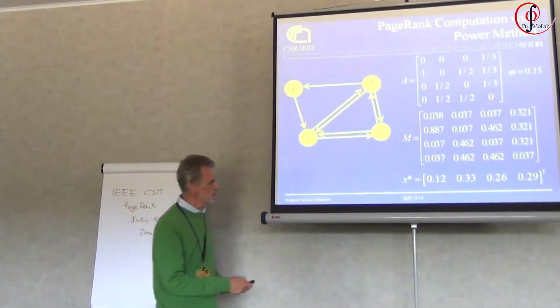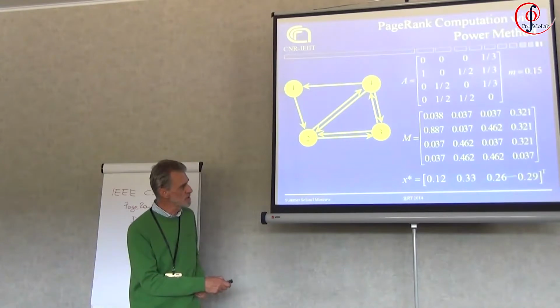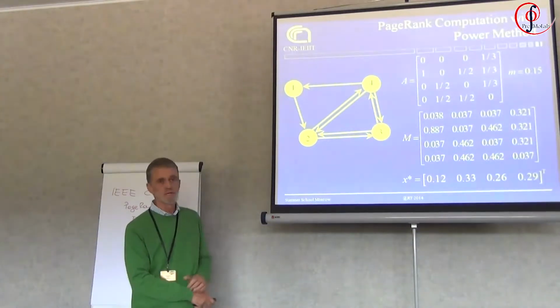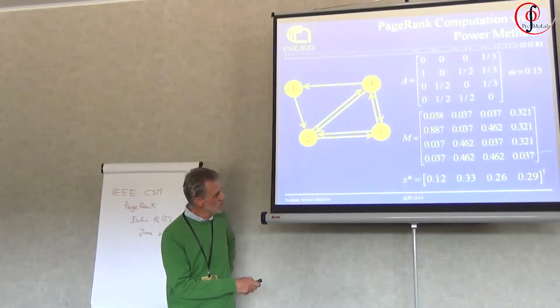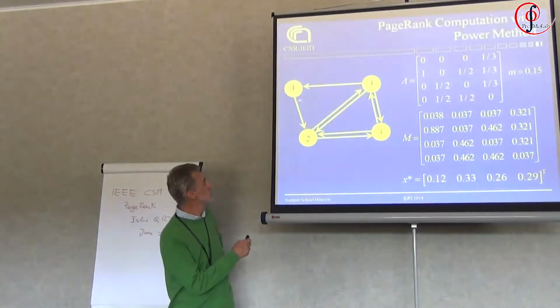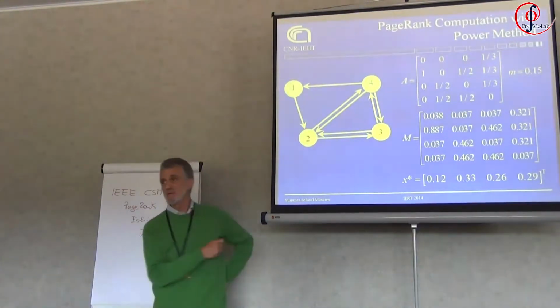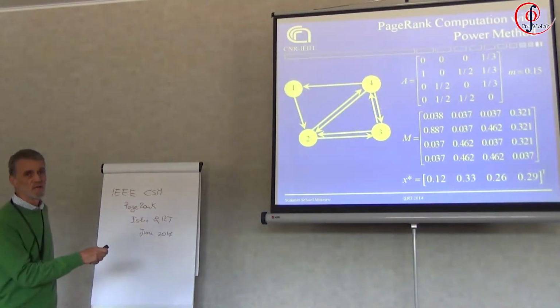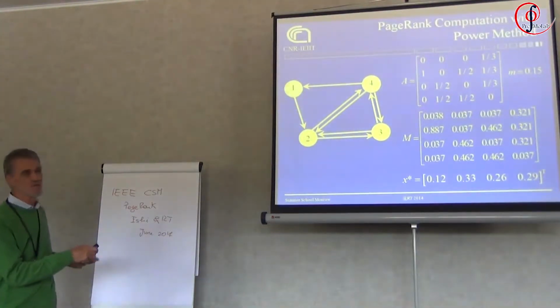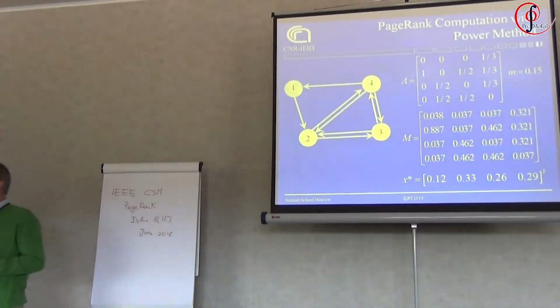Okay, let's look at this. This is normalized so that the sum of all these elements is equal to 1, and this should provide a rank. According to this, the smallest one is 0.12, which is page number 1. It makes a lot of sense, because the only way to visit page number 1 is using this hyperlink. So this page is unlikely to be visited. That's why it's at the bottom of the search.